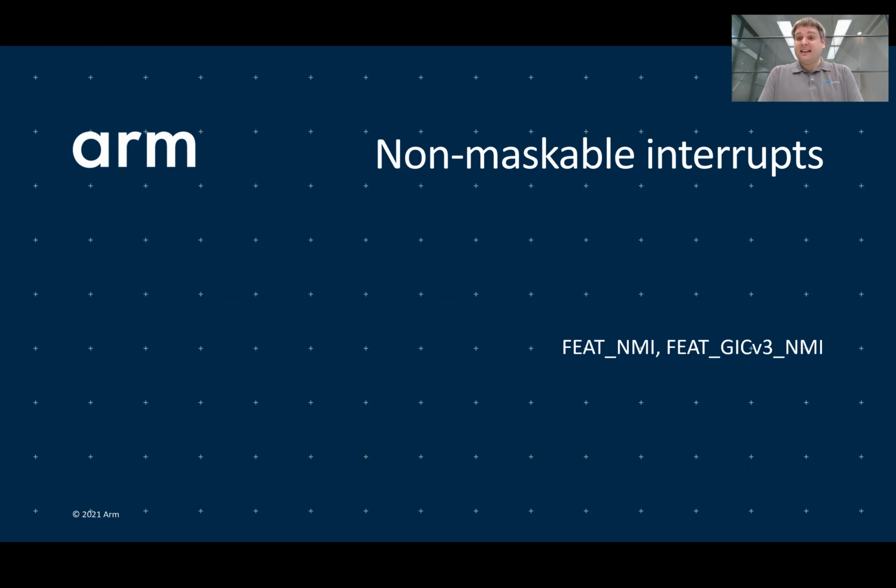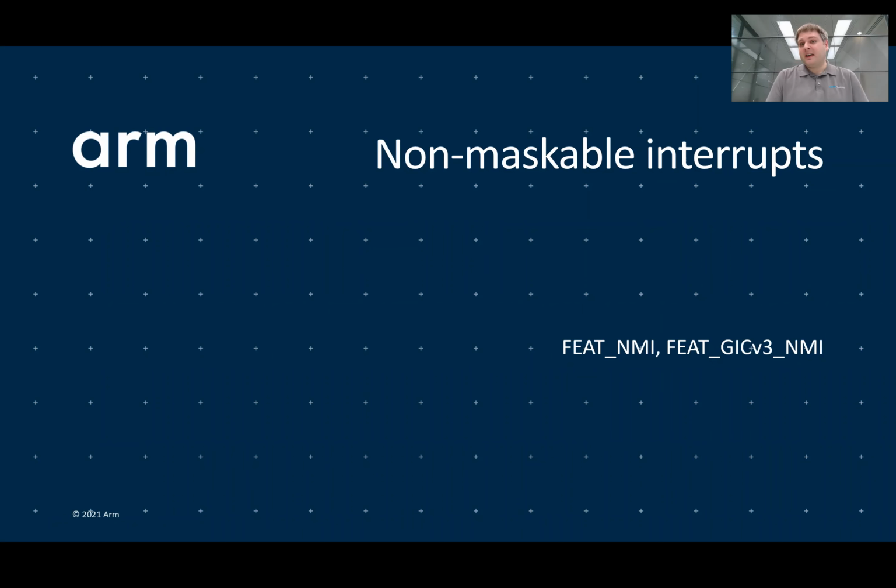So that's memcopy and memset. Next, we're going to look at non-maskable interrupts, or NMIs. Before I talk about what we've added in the architecture, it's worth talking about why we're doing this. We've not had an NMI for many years. Why do we feel like we need one now?